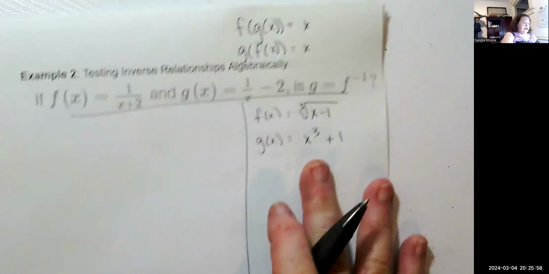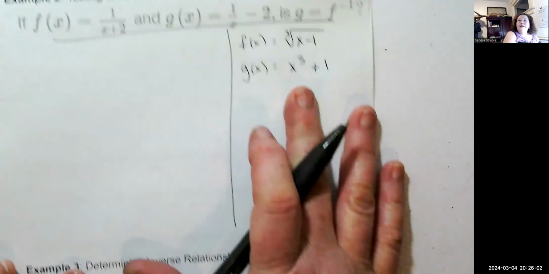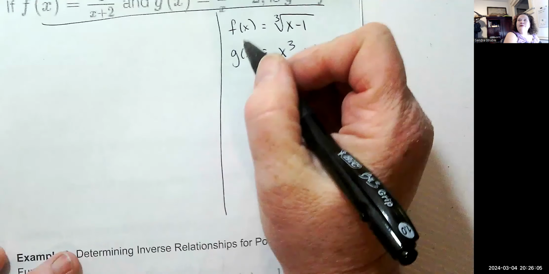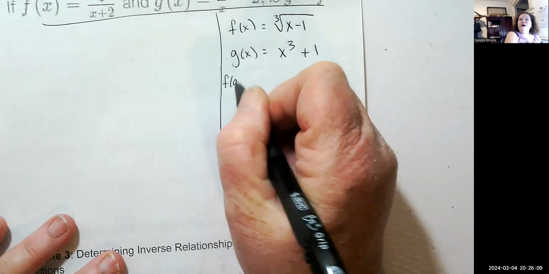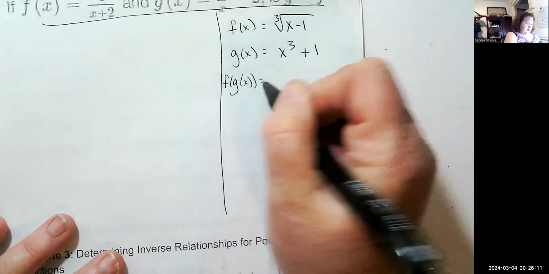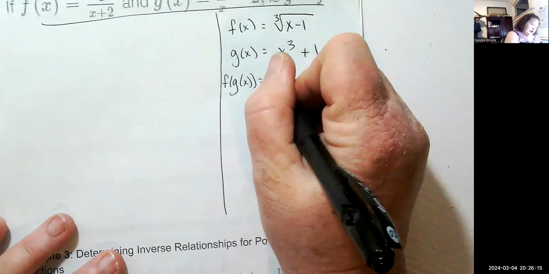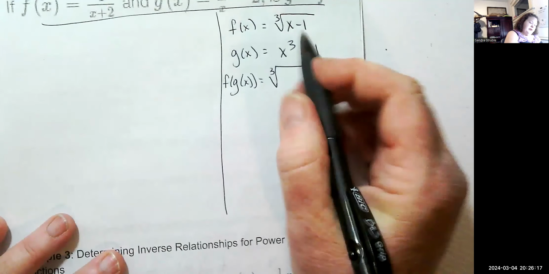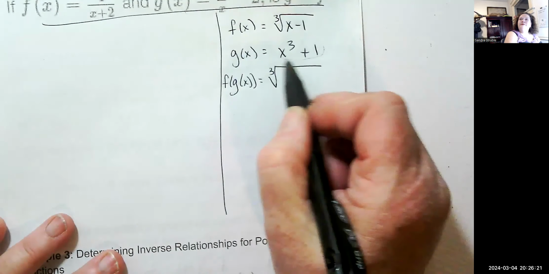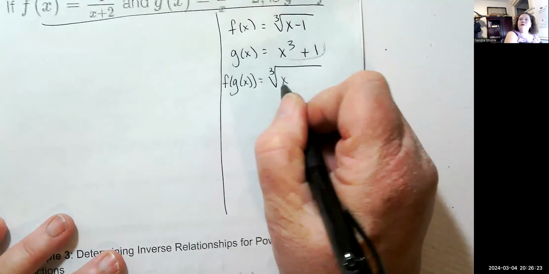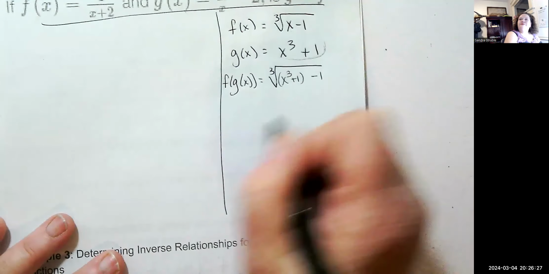So let's check that out. If they don't equal x, then they're not inverses of each other. So let's see if my f of x and g of x here are inverses of each other. I'm just going to take f of g of x. Okay. So that's taking the function f, which is the cube root. Now where my x is, I'm going to plug in g of x. So x cubed plus 1.